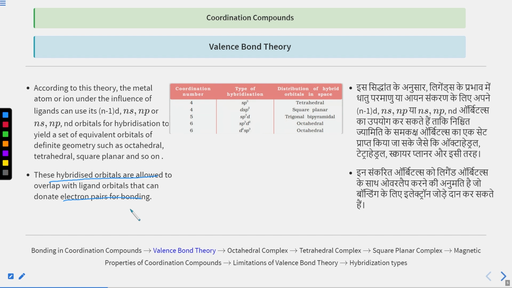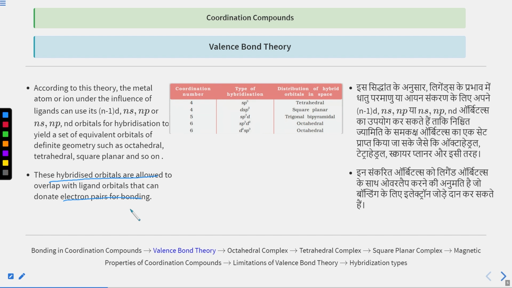So the point you should remember is that those orbitals combine to form a set of degenerate orbitals. Sorry, they do not overlap, they merge together. They come together and form a set of degenerate orbitals called the hybridized orbitals. Now this hybridized orbital overlaps with the orbitals of the ligands, and the ligands are the ones which donate the pair of electrons.